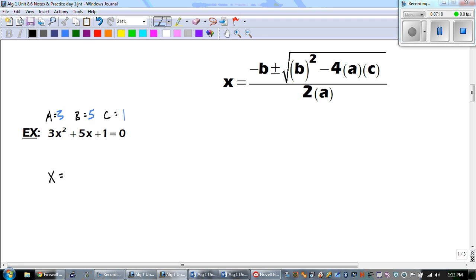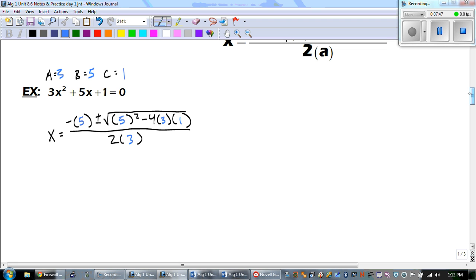x equals the opposite of b plus or minus the square root of b squared minus 4ac, all divided by 2a. Okay, and now we start plugging in. So wherever there's an a, that's where the a goes. Anywhere there's a c, plug it in. You guys have done that before.